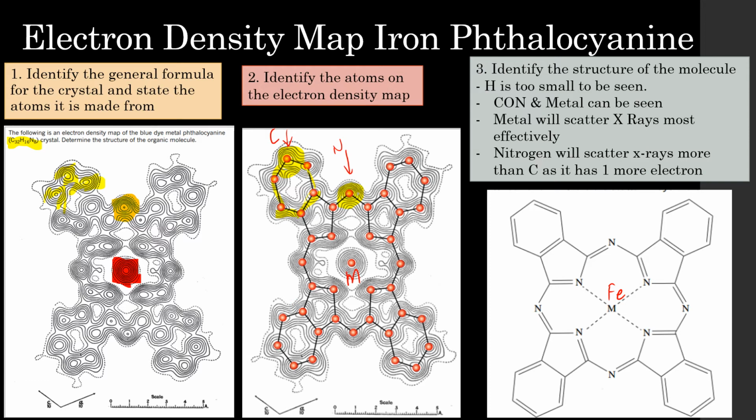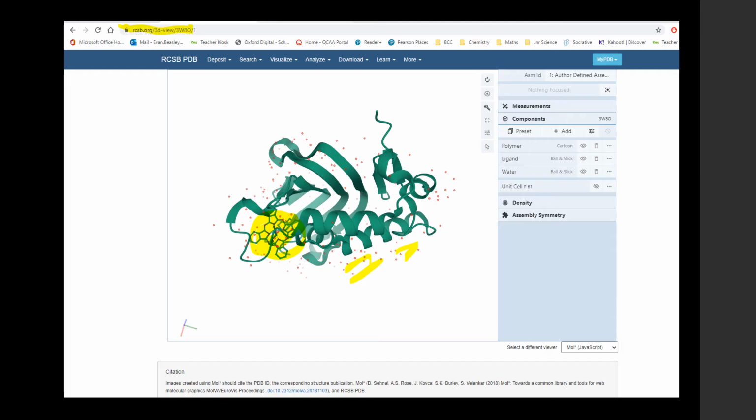What do we need to think about? Hydrogen is probably too small to be seen as well. So carbon, oxygen, nitrogen, and metals should be able to be seen. The metals will scatter the X-rays most effectively, and nitrogen will scatter more X-rays than carbon because it's got 1 more electron.